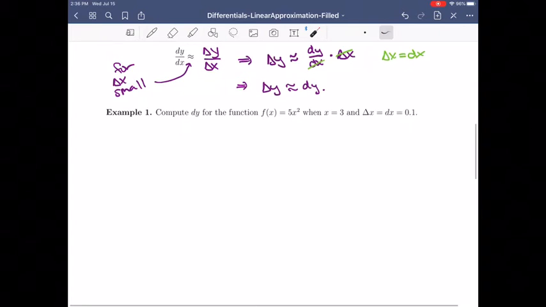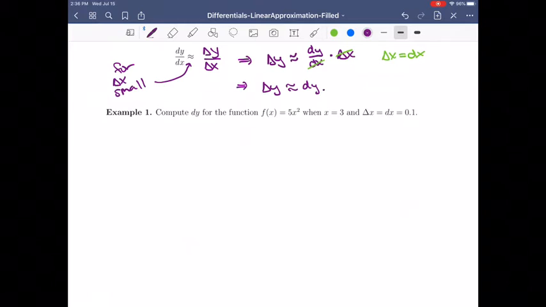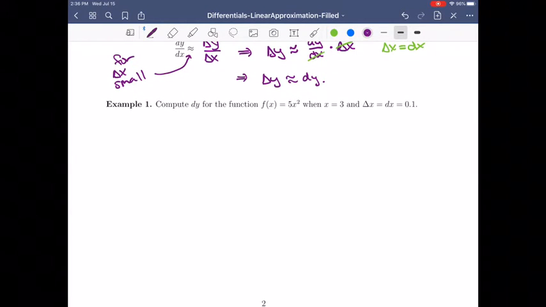So let's just do an example using this technique. Suppose we want to compute dy for the function f of x is 5x squared when x equals 3, and our delta x is 0.1. Here we could just find the y value, so we should be able to actually determine delta y because this function isn't so complicated, but we're going to use the differentials method. The first thing I'm going to do is take the derivative. So f prime of x is 10x.